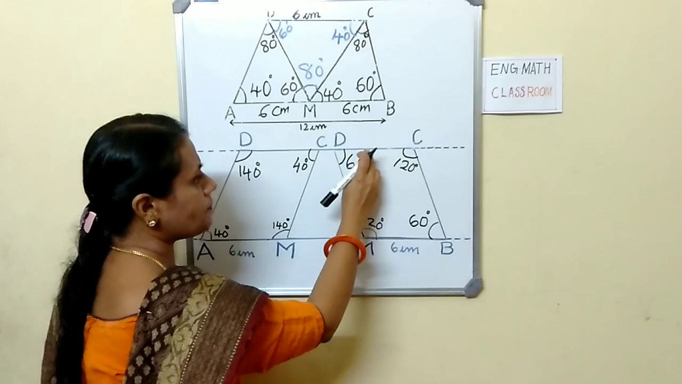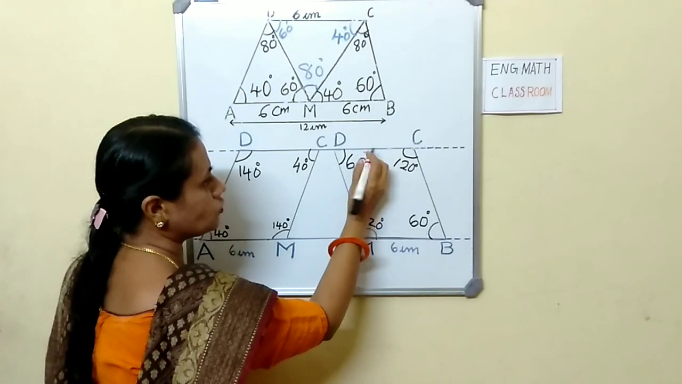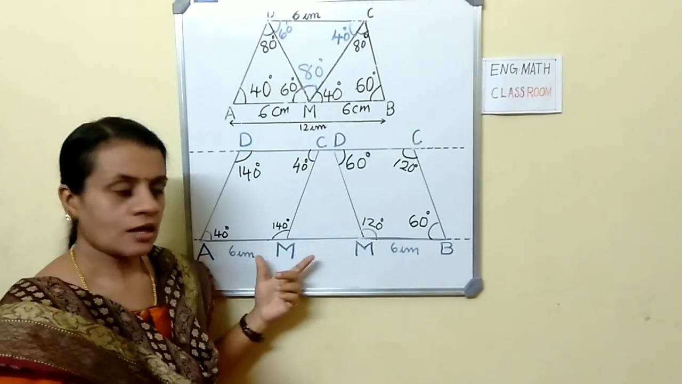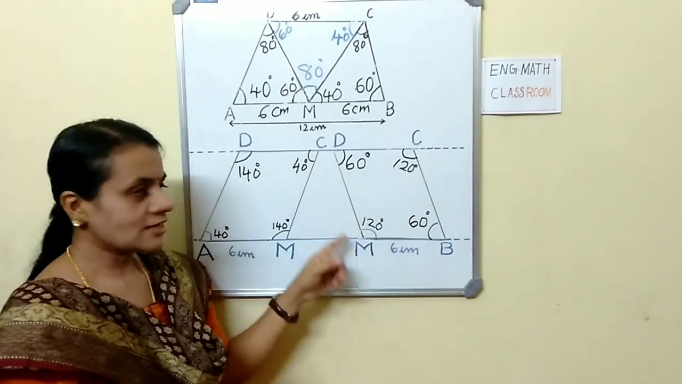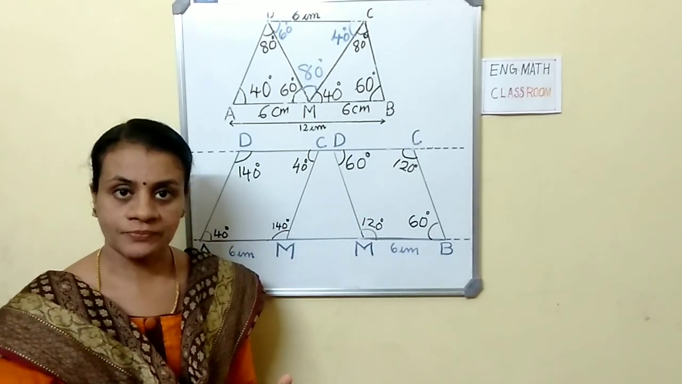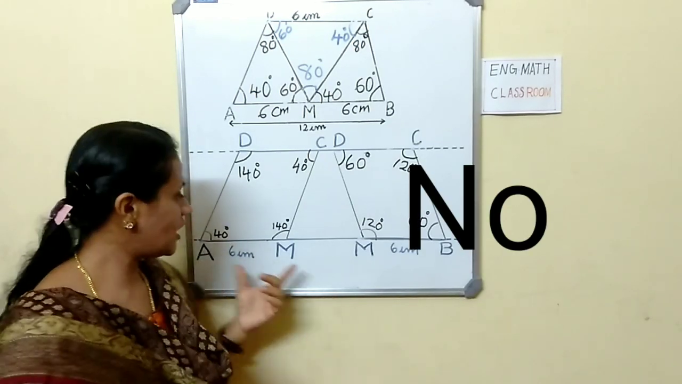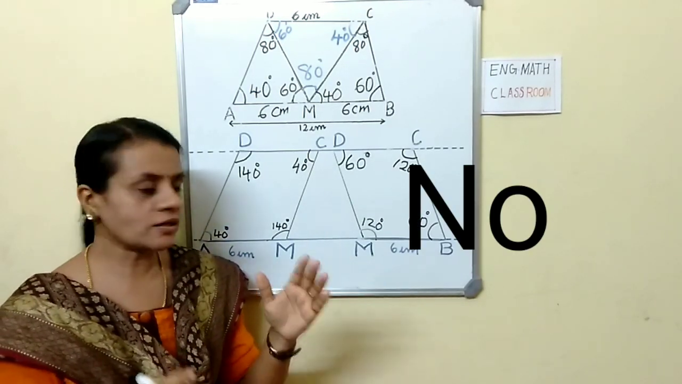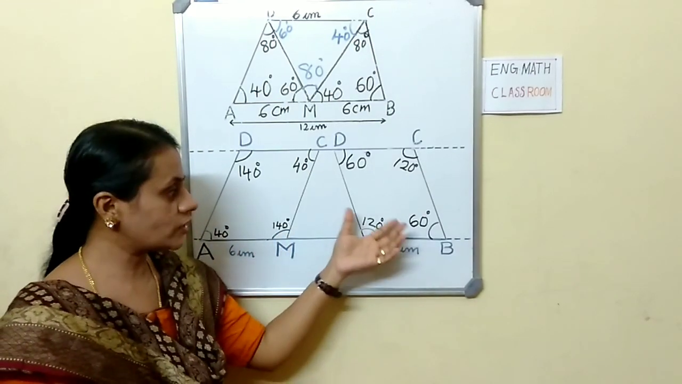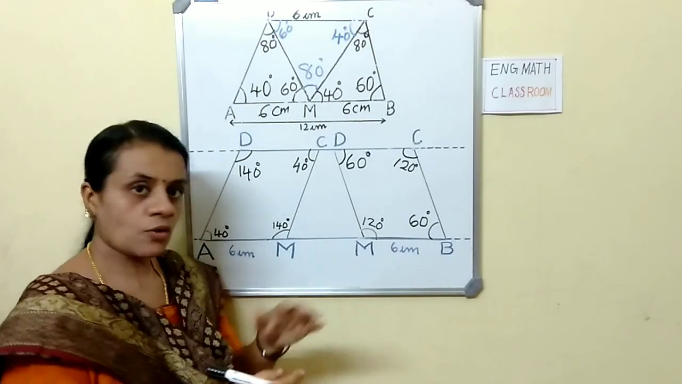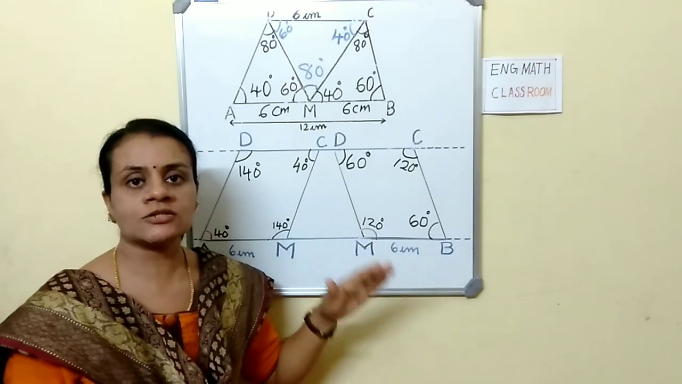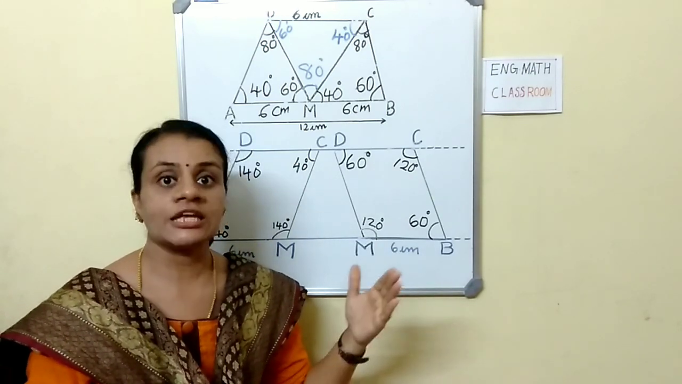So what is special about these two quadrilaterals? Watch the angles. Look at the angles of these two quadrilaterals. Are they same or equal? No, they are not equal. So once you overlap one quadrilateral over the other, will it overlap completely? No. So we can say that these quadrilaterals are not equal.